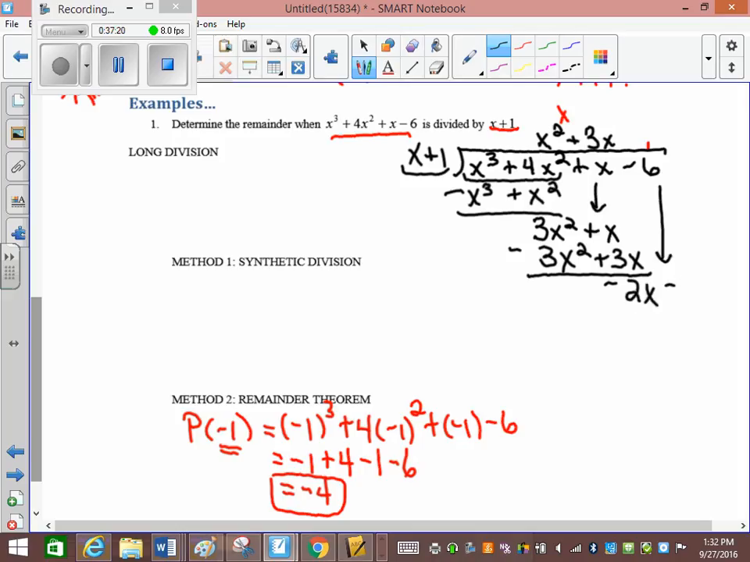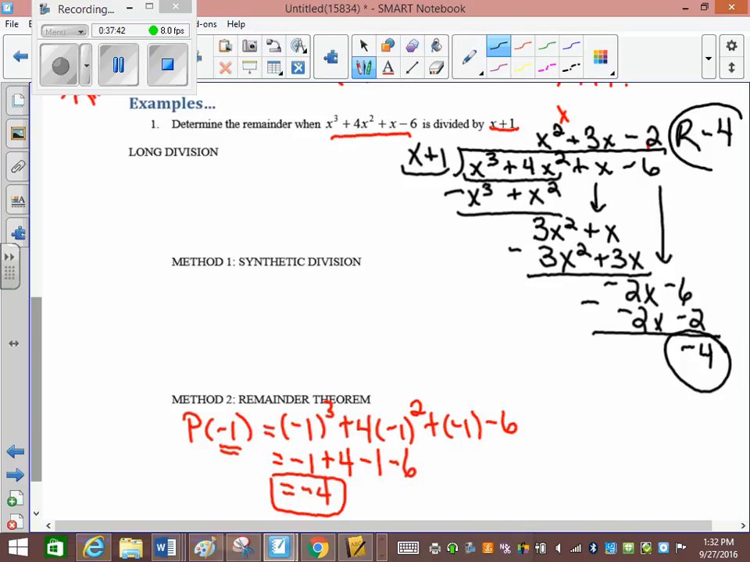Drop the minus 6. What times x is negative 2x? Negative 2. Negative 2 times x, negative 2x. Negative 2 times 1, negative 2. Subtract them. Negative 2x minus negative 2x cancels. Negative 6 minus the negative 2, negative 4. What's the remainder? Negative 4. Exact same answer. That was horrendous. Perfect answer. Proving I'm correct.